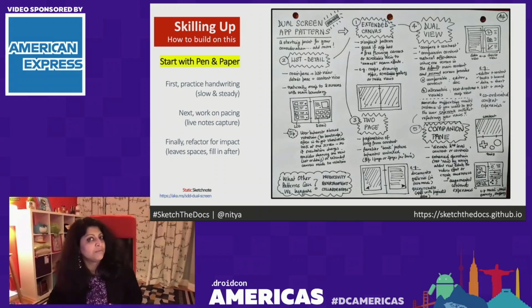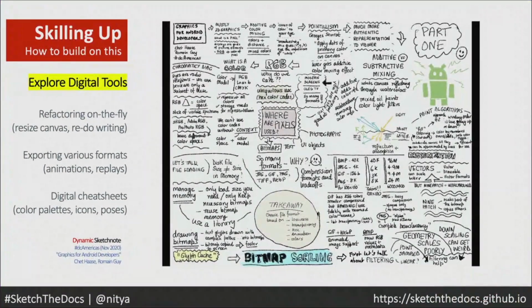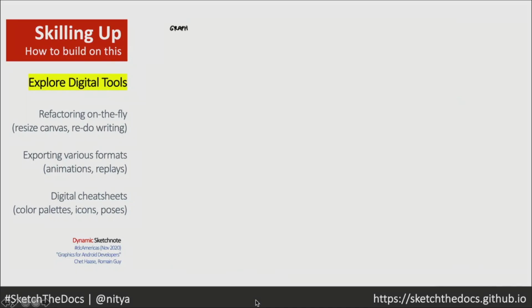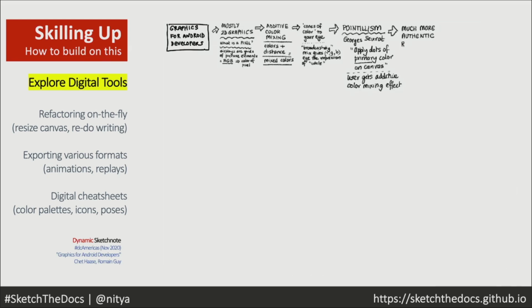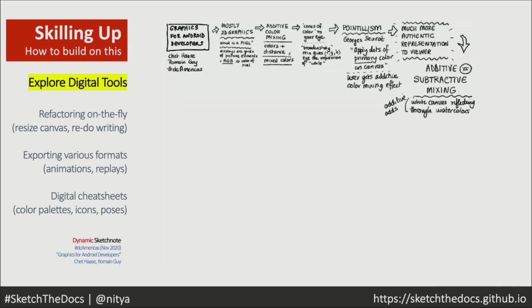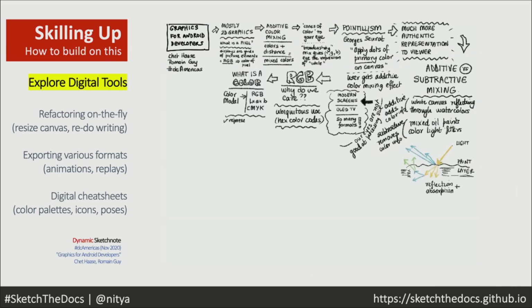But once you've mastered pen and paper, next, explore digital tools. This one is actually, let me see if I can play this, a keynote that I made of Chet Haase and Romain Guy's talk yesterday. I use a tool called Procreate on the iPad. The minute you have digital tools, you have the ability to change and shift things around. If you don't have enough space, you can expand the canvas. You can create an animation versus a static sketch note. You can do a lot of things.